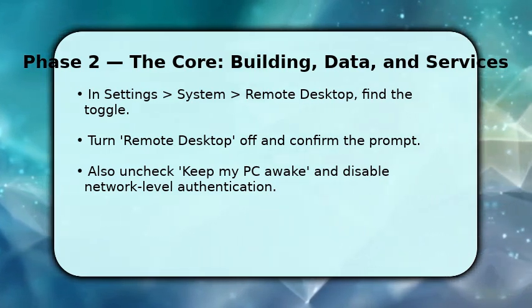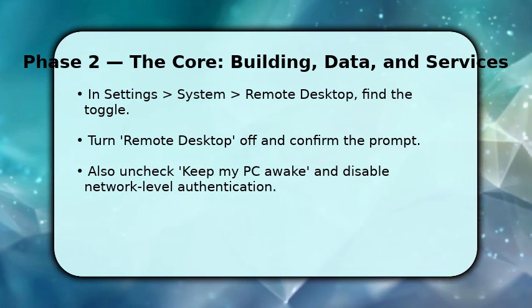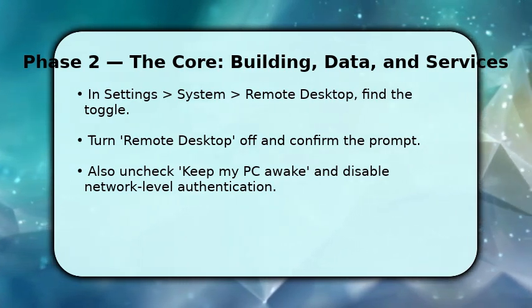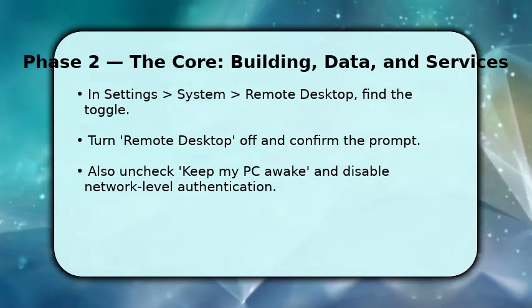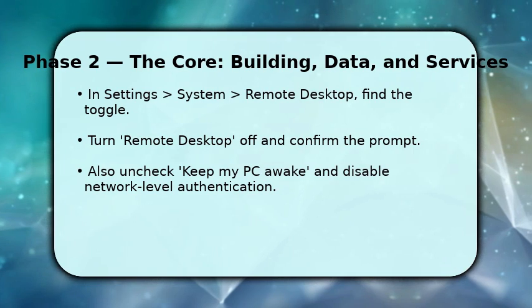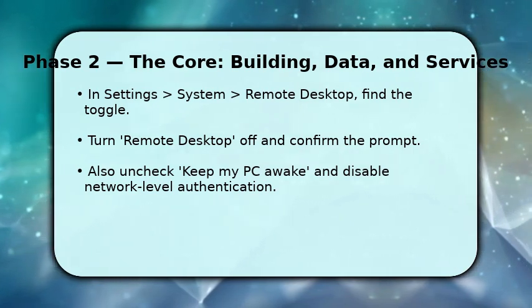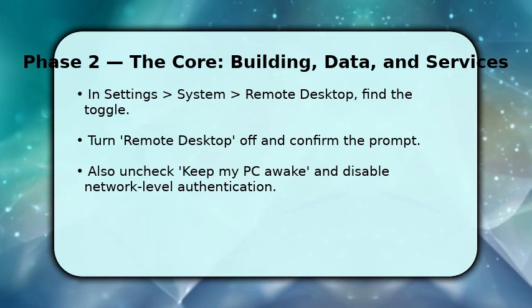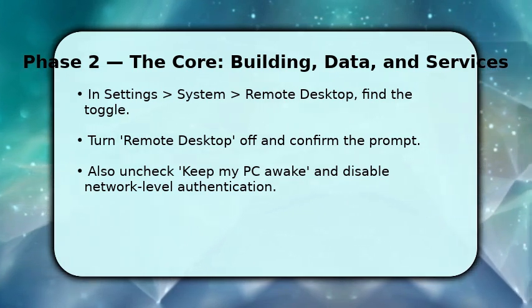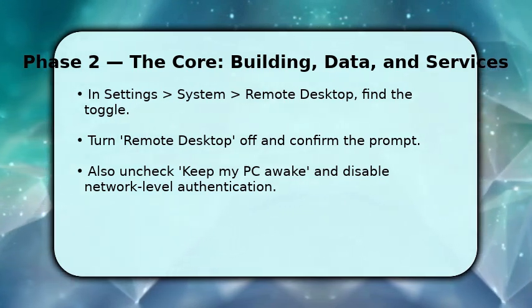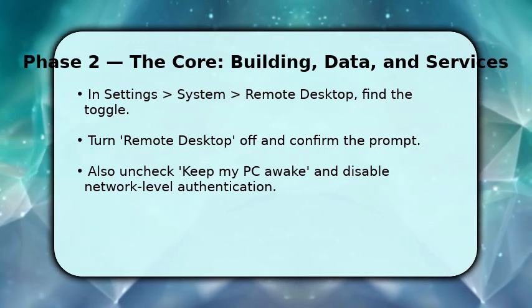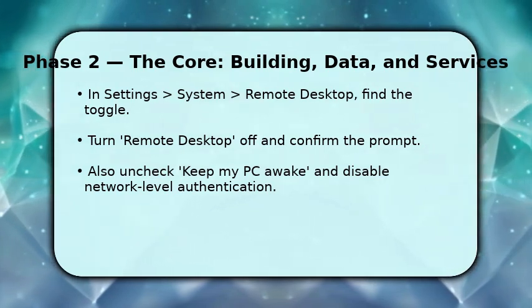Once done, scroll to Advanced Settings and disable Network Level Authentication if it's still enabled, because that prevents any residual connections. Make sure Keep My PC Awake and any automatic connection options are unchecked, which helps prevent unexpected access. If Windows Firewall rules were auto-added, leave them for the next step so we can remove them safely.